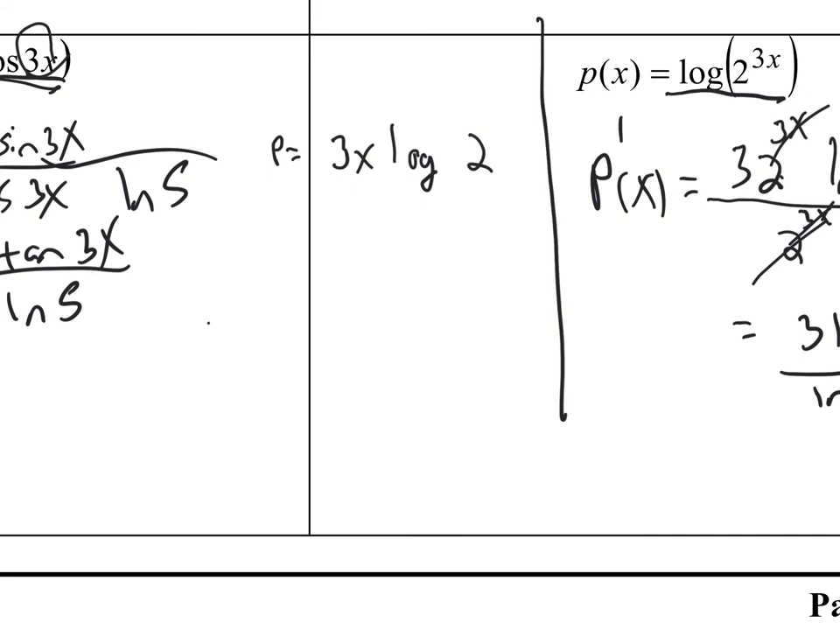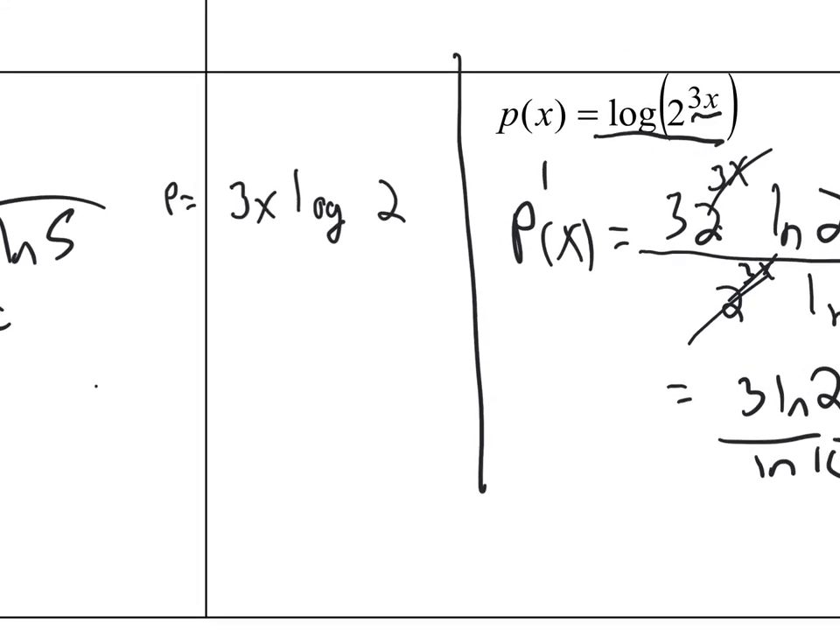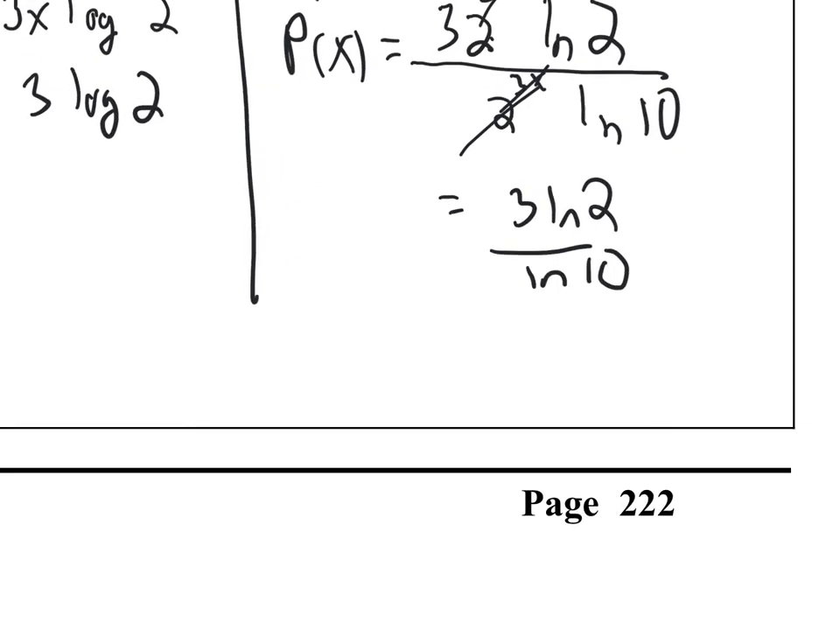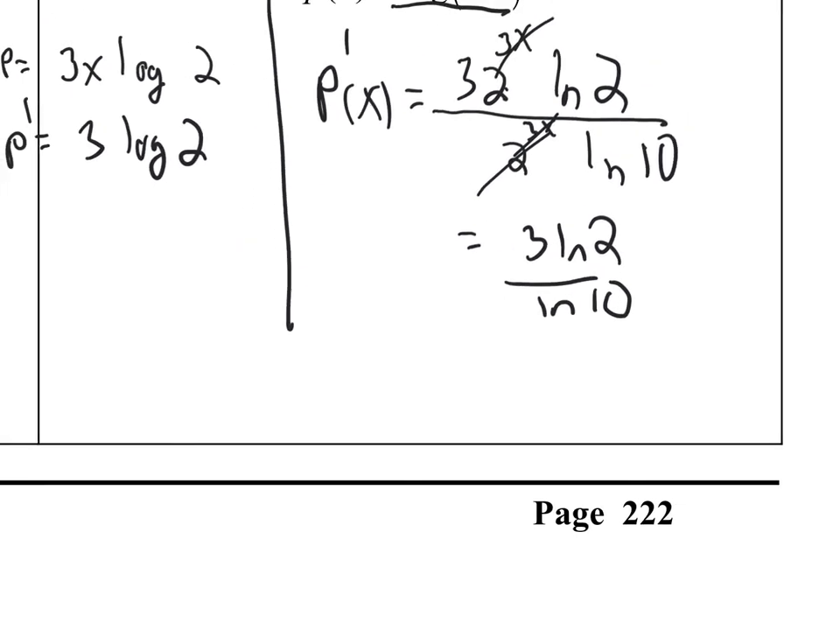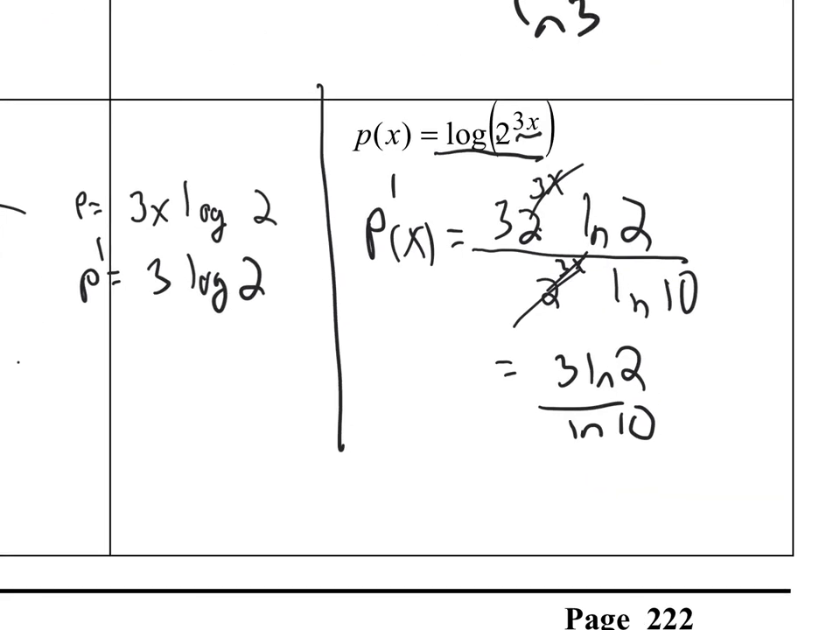So 3x was the exponent. I moved it to the front. Log of 2, log of the base. P prime should be 3 log of 2. Just a number. What did I get here? Well, I don't have just 3 log of 2. That's the problem. That's 3 log base... Oh, it's because I'm in log base 10 in the answer.